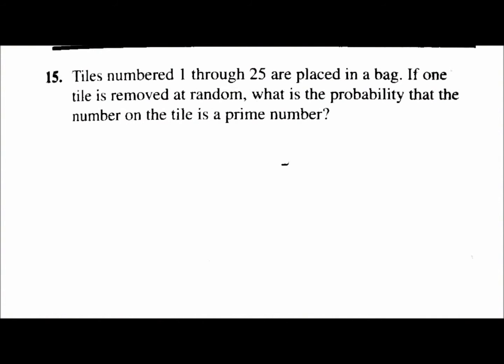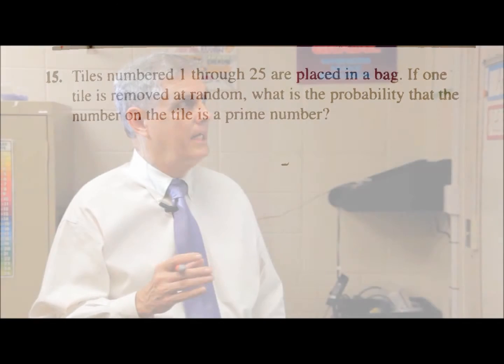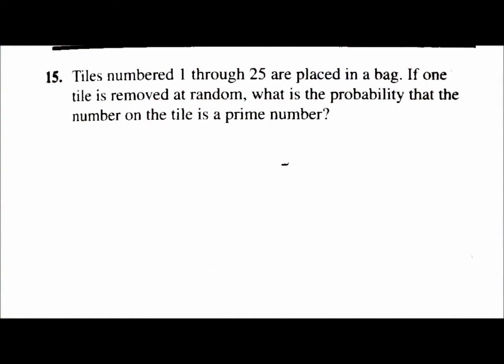Okay, here we have another probability problem, and let's just read it together. Tiles numbered 1 through 25 are placed in a bag. If one tile is removed at random, what is the probability that the number on the tile is a prime number? Now there are several ways that somebody could mess up on this problem. The first way is to not know what a prime number is. A prime number is a number that can be divided by 1 or itself, but cannot be divided by any other number evenly.